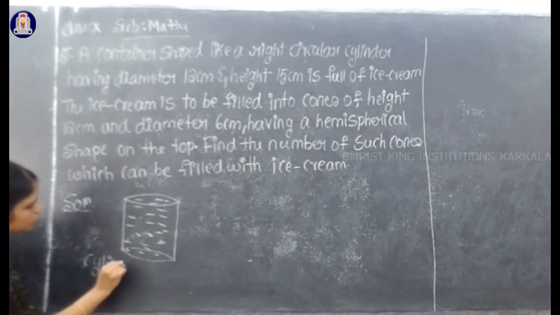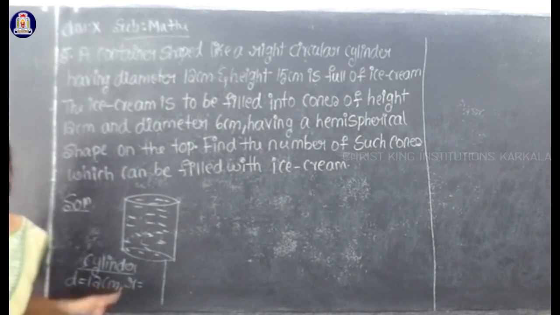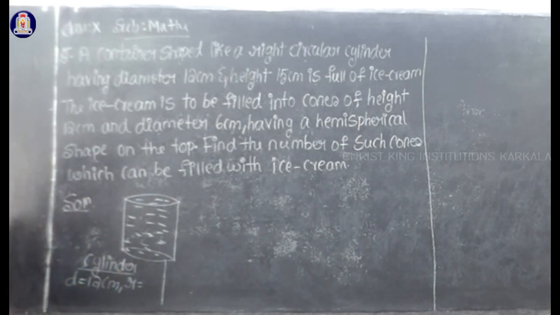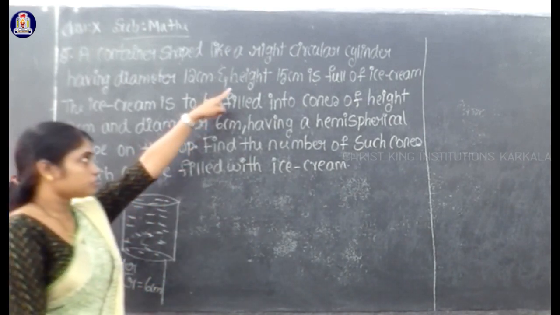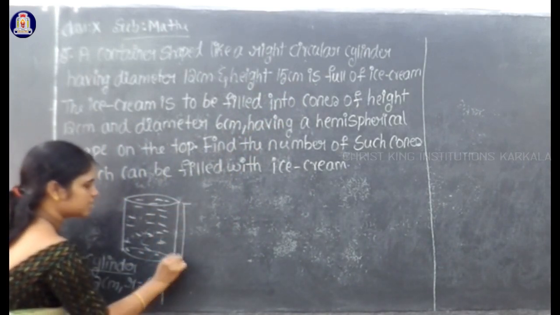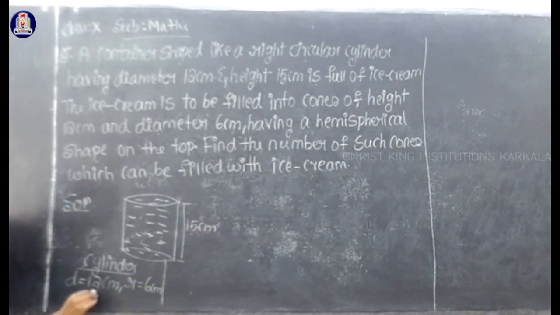So for the cylinder, what information is given here? Diameter is equal to 12 centimeter. Therefore, what about the radius? Half of the diameter. Half of 12 centimeter is 6 centimeter, isn't it? So the radius is equal to 6 centimeter. The height of this container is 15 centimeter, so h is equal to 15 centimeter.